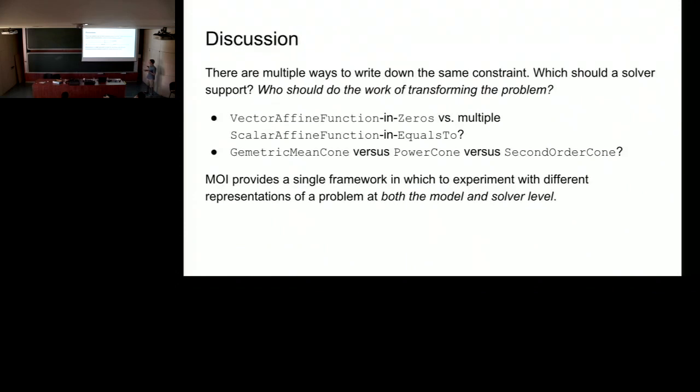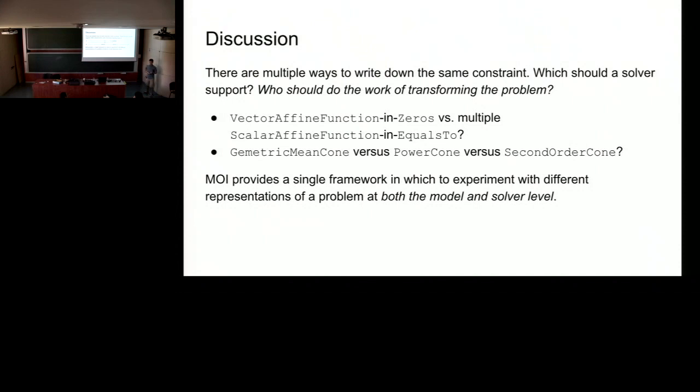Okay, so this has come up already. There's a very natural question once you define this pretty generic interface. That gives you multiple ways to write down the same constraint. And so if you're implementing a MathOptInterface wrapper for a solver, which sets should you support? Which types of constraints should you support?